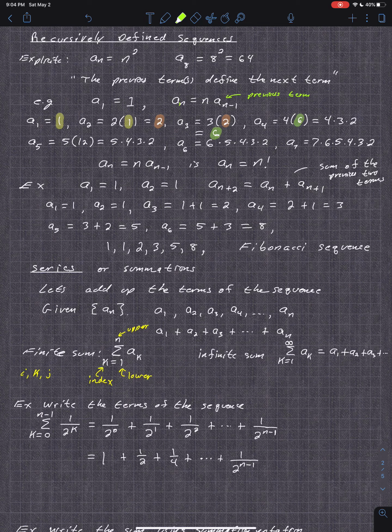Okay, so as you define that, look what you're getting. A5 is 5 times 12. Well, that's 5 times 4 times 3 times 2. A6, previous terms, 6 times 5 times 4 times... What is that defining? Okay, so this recursively defined form actually is the definition of n factorial.